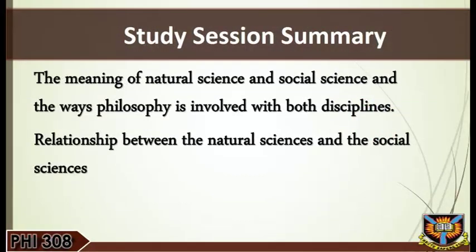Study session summary. In this lecture, we have explained the meaning of natural science and social science and the ways philosophy is involved with both disciplines. We also examined the relationship between the natural sciences and the social sciences by looking at their differences and similarities. These became necessary because some scholars in these areas of discourse have always emphasized aspects where the two disciplines differ, thereby paying less attention to those areas where they corroborate and share ideas. End of study session 2.